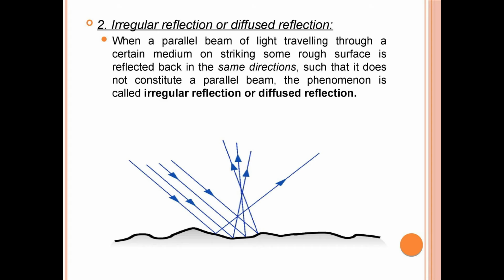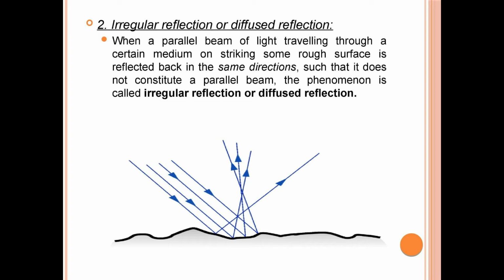Next is irregular reflection or diffuse reflection. When a parallel beam of light traveling through a certain medium, on striking some rough surface, is reflected back in such a way that it does not constitute a parallel beam, the phenomenon is called irregular reflection or diffuse reflection. Irregular reflection is observed in the case of a rough surface.